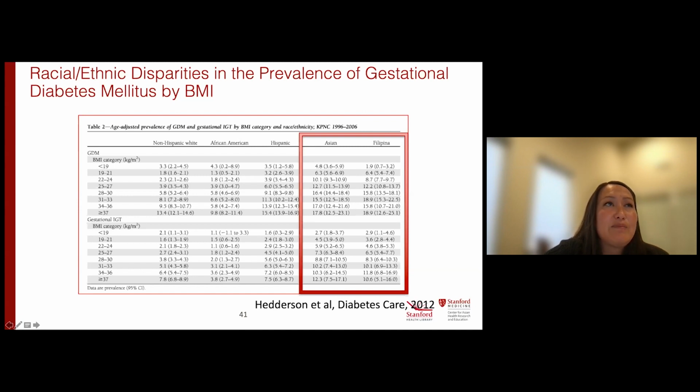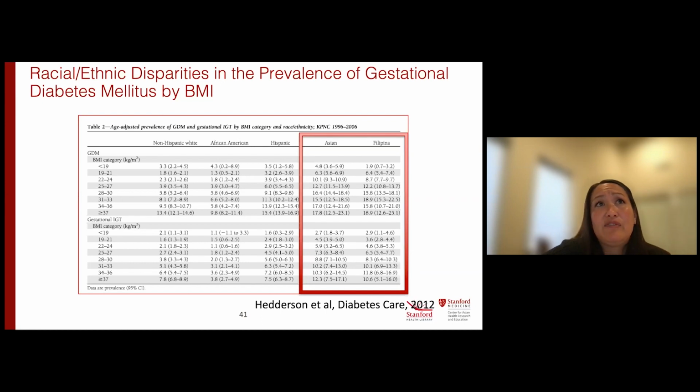So the BMI categories are over here. This is impaired glucose tolerance. That really meant that they didn't meet a full-blown gestational diabetes diagnosis, but they had probably one value that was elevated on their 3-hour oral glucose tolerance test.